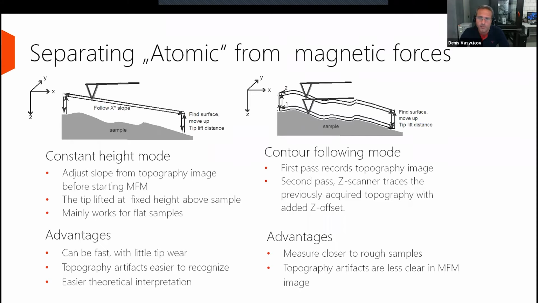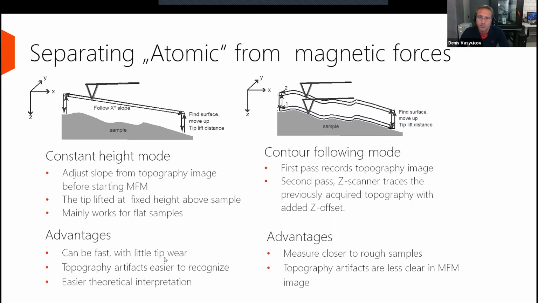and follow the slope back. This technique is very convenient if you want to do fast imaging, and it works very well on flat samples. In flat samples, this slope you know relatively well. There is no rich topography, so the distance between the tip and the sample will be the same at every point.